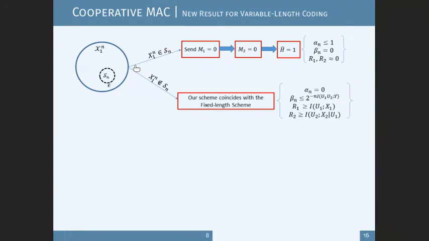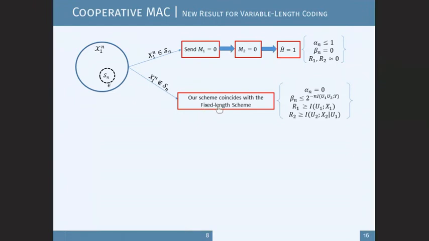So the main trick here is that we are still defining the set S as earlier. But now when we are lying in X1^n being in S^n, then we will just send the message M1 equal to 0, also to the second transmitter, telling them to send the message M2 also equal to 0. And now both links, both rates are sending only just 1 bit, meaning their rates are approximately equal to 0. And again, you are raising alarm under this scenario. However, if we are not in this case, our scheme coincides with the fixed length scheme of the cooperative MAC.